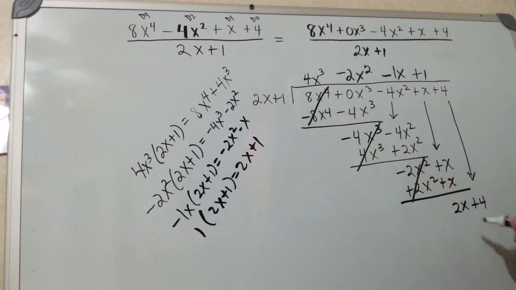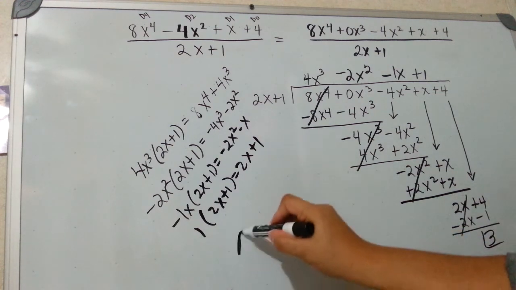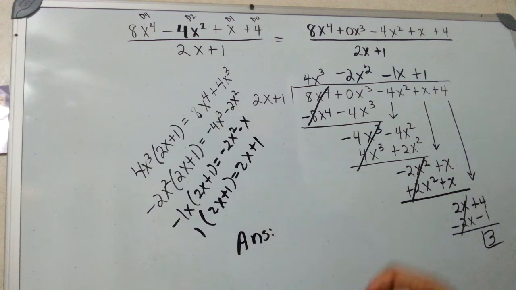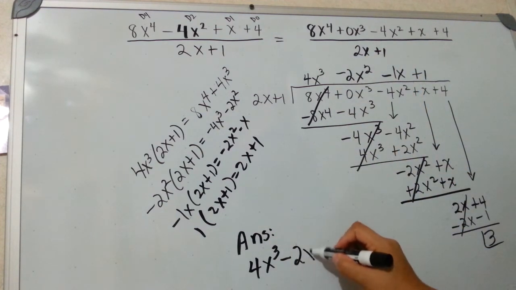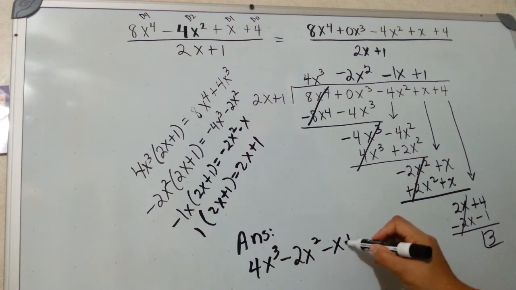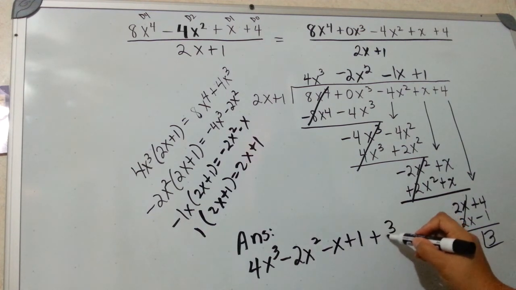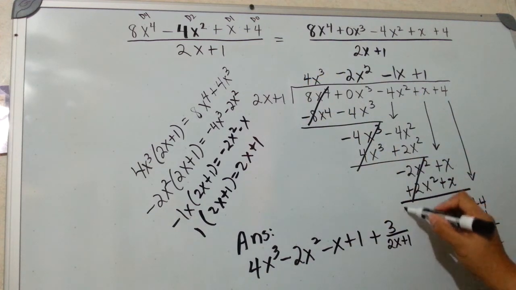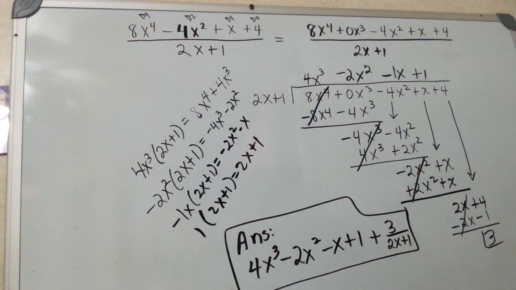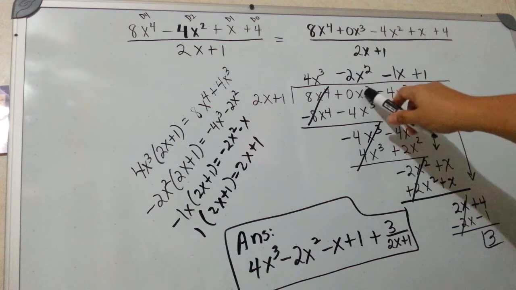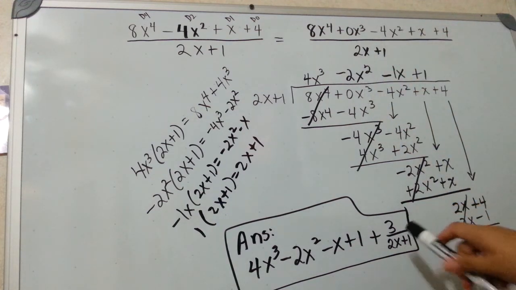We got to change the signs. Minus 2x minus 1. And we get a 3 as a remainder. So how are we going to write the answer? 4x cubed minus 2x squared minus x plus 1 plus 3 over 2x plus 1. There you go. Don't forget to include the missing degree term, and your remainder goes over the divisor.